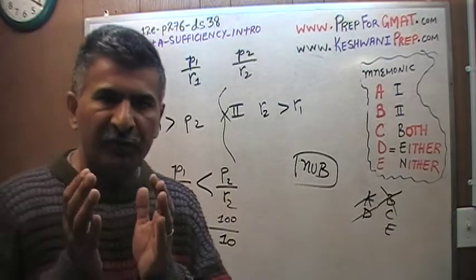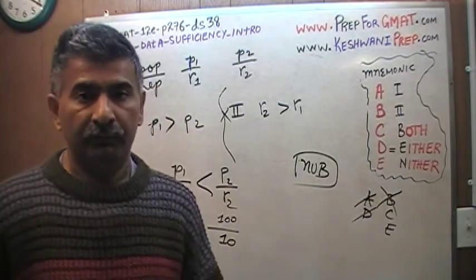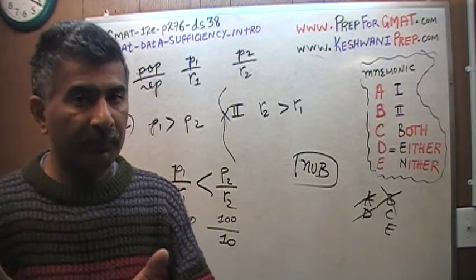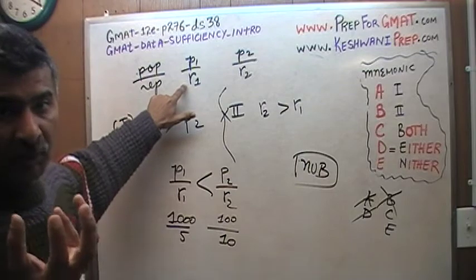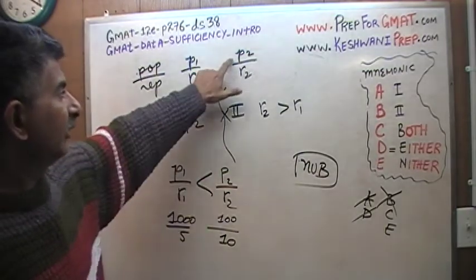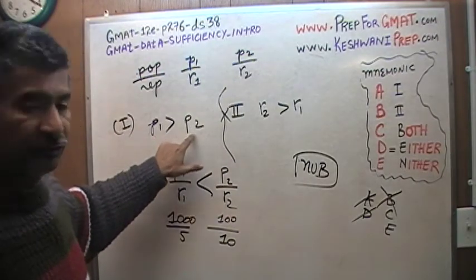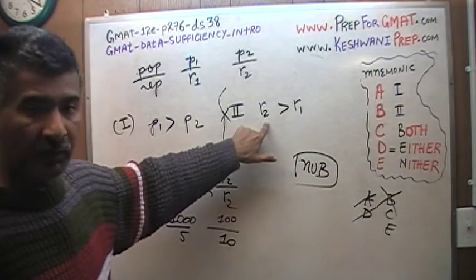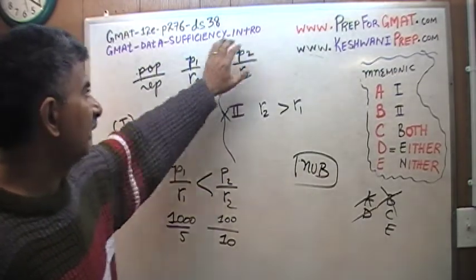The gist, the nub, the essence, the core of the whole thing is that what you're telling me is that District 1 has more people but fewer representatives. Well, if it has more people and fewer representatives, then that ratio of population to representatives will have to be a smaller ratio. Or in other words, what you're telling me is that District 2 has fewer people. P1 is greater than P2, so District 2 has fewer people, but it has more representatives. If it has fewer people and more representatives, then this ratio would have to be larger than this ratio.